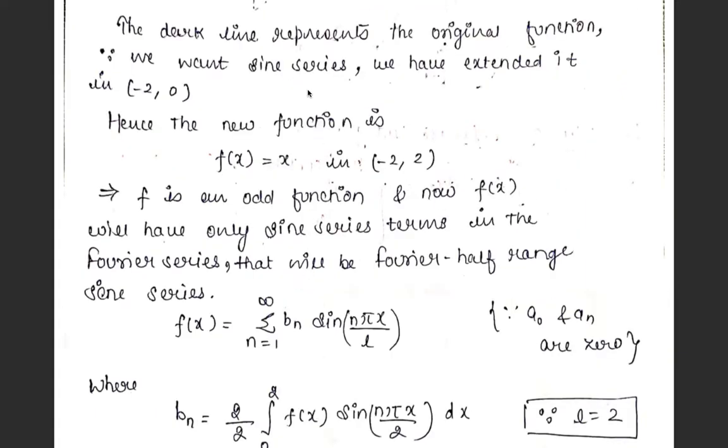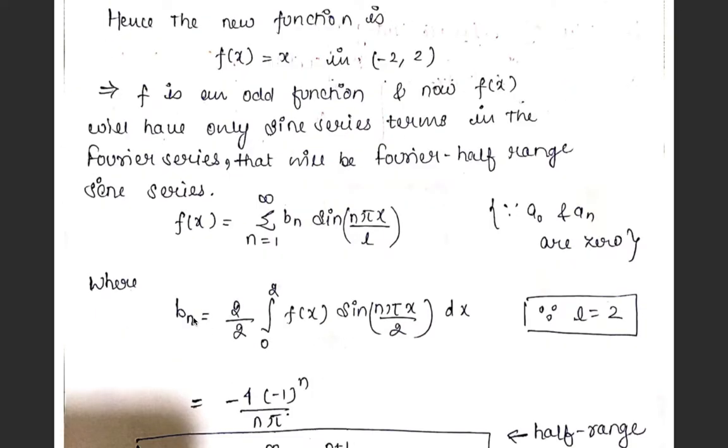Since x is an odd function, a0 and an will be directly 0, as we have just studied. So the Fourier series will be the sum from n equals 1 to infinity of bn sin(n pi x by L). Here L is 2, so I have substituted 2 here, and bn is 2 by L, with L equal to 2, integral 0 to 2 of f of x sin(n pi x by L) dx.